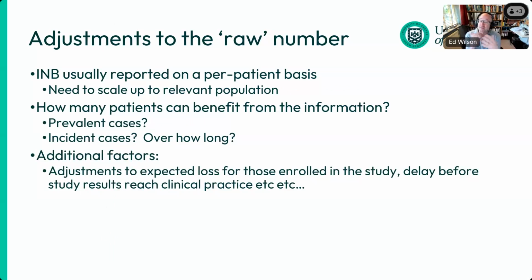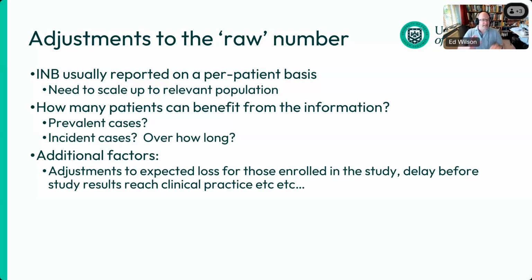Incremental net benefit, incremental net monetary benefit is what I'm talking about, is usually reported on a per patient basis. But you need to scale that up to the relevant population. So you need to say, well, how many patients can actually benefit from the information from this study? This actually depends on the disease we're talking about. So it could be that the prevalent cases of a disease may benefit. So let's say it's a trial in asthma where it's a new treatment. It could be that all existing patients could actually benefit from the information yielded from that trial.